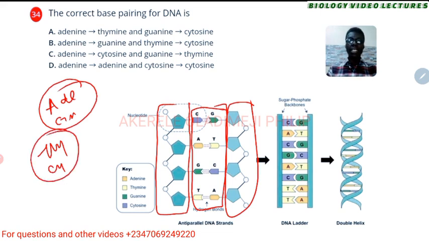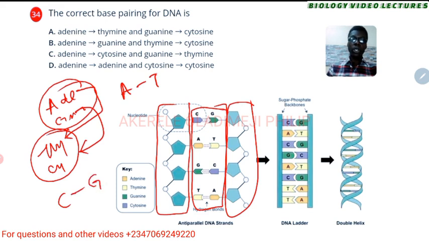The law is that adenine will bind with thymine, so that's going to be A to T, and the guanine will bind to cytosine, that's going to be C to G or G to C, either way. So that's what you're having here. So you're having C to G, then A to T, which makes option A correct. A to T, C to G, or G to C.